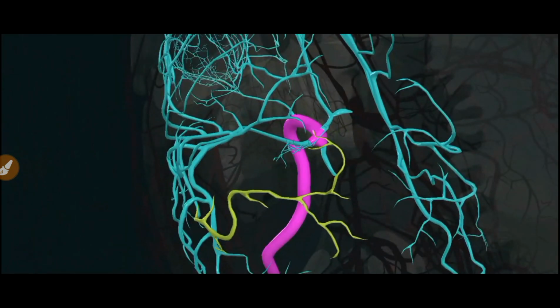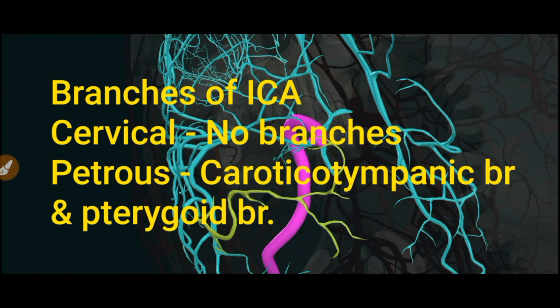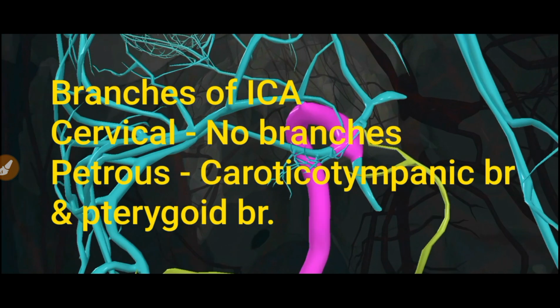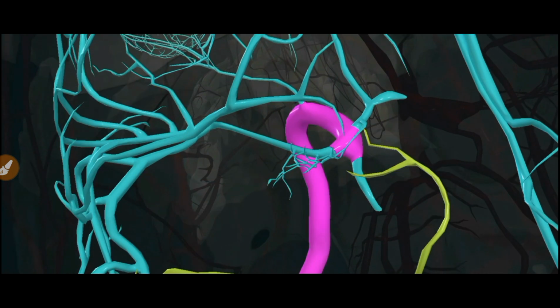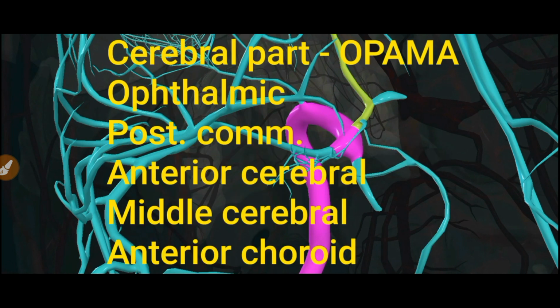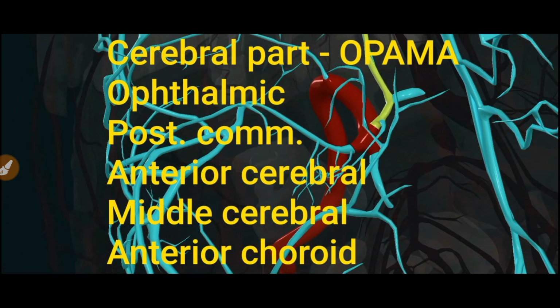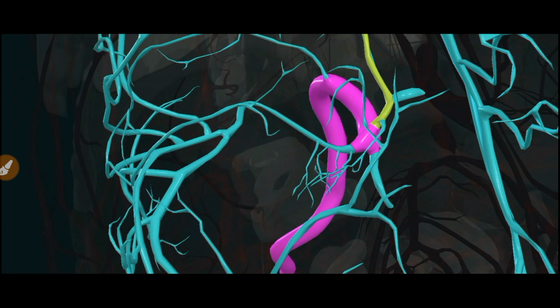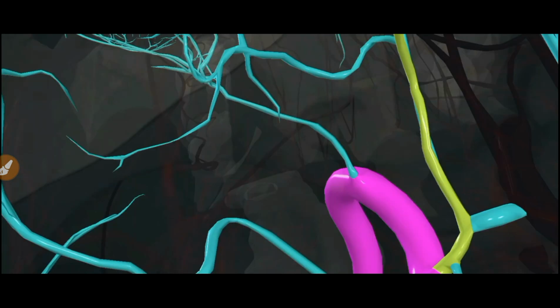Coming to the branches, in the cervical part no branches are given. The petrous part gives the tympanic branch and the pterygoid branch. That is understandable as it passes through the petrous bone and middle ear relations. The cerebral part gives 5 branches, remember as OPAMA. The cavernous part gives the inferior hypophyseal and meningeal branches, because the pituitary gland lies on the medial side of the internal carotid artery. Very careful. So what are the 5 terminal branches?